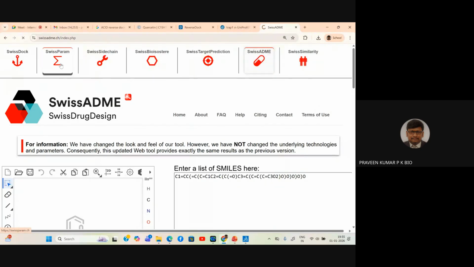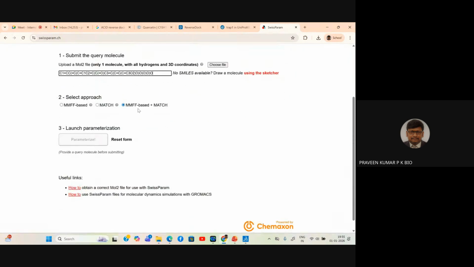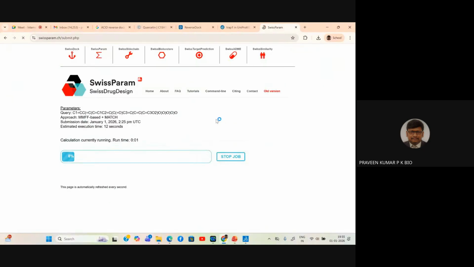Swiss parameters. We have to simply feed the canonical SMILES format. The default is mentioned here. Simply we have to select and draw a molecule using the sketcher. So I simply click enter, and we are getting the results in the Swiss parameter.